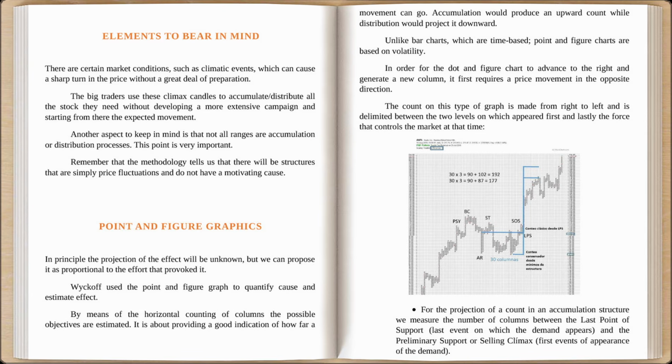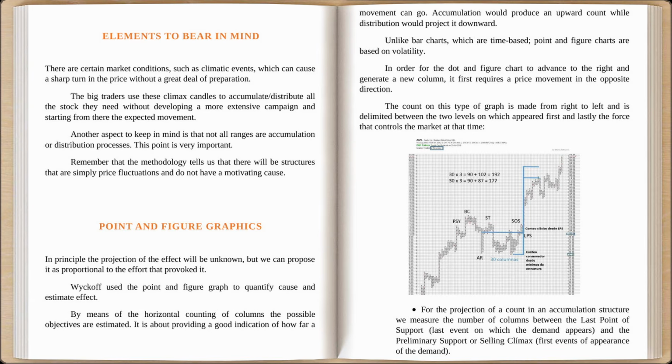Unlike bar charts, which are time-based, point and figure charts are based on volatility. In order for the point and figure chart to advance to the right and generate a new column, it first requires a price movement in the opposite direction. The count on this type of graph is made from right to left and is delimited between the two levels on which appeared first and lastly the force that controls the market at that time.